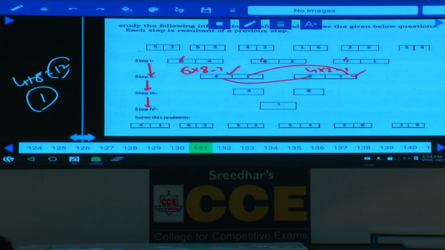Now the product of 4 into 8 is 32. What are the digits in 32? 3 and 2. 3 minus 2 is 1. 1 is the number. With this logic, we are getting the answer for the last one as well. Done? And the next is quant.